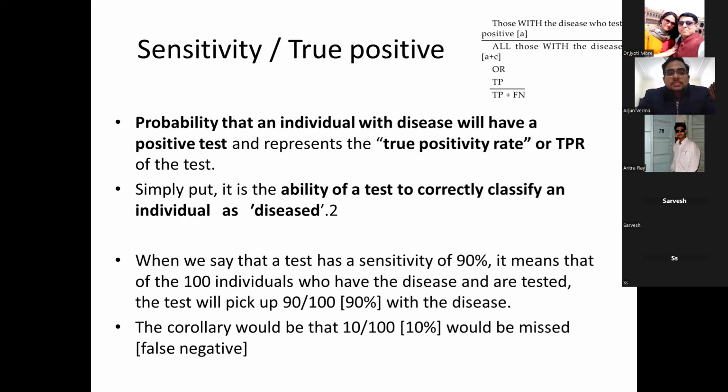Yeah. So what is sensitivity? Sensitivity basically is the probability that an individual with a disease will have a positive test. That means if I am suffering from some disease, what is the probability of this test to be positive? Understood? So, for example, in the COVID era, when we were doing RT-PCR, if I am suffering from COVID, what is the probability of the RT-PCR to be positive? That is called sensitivity.